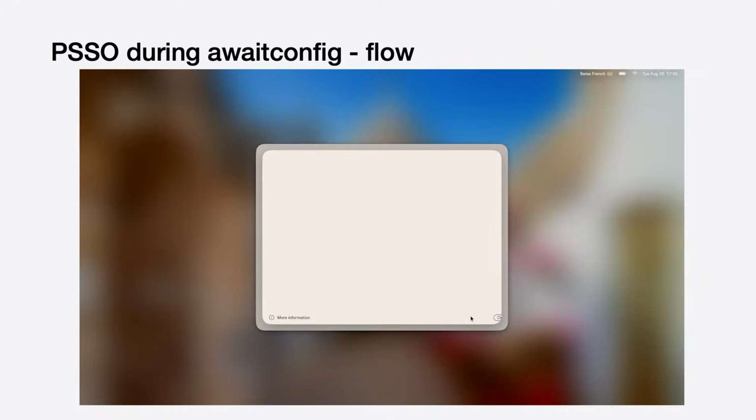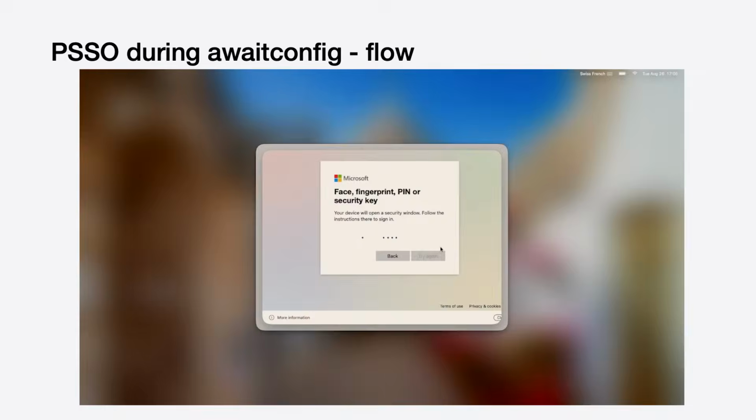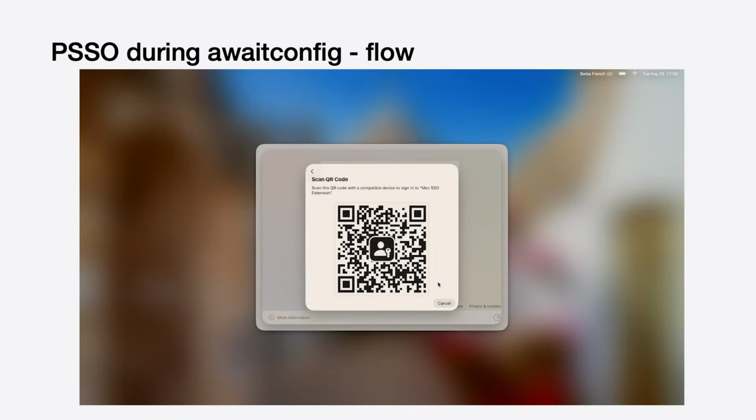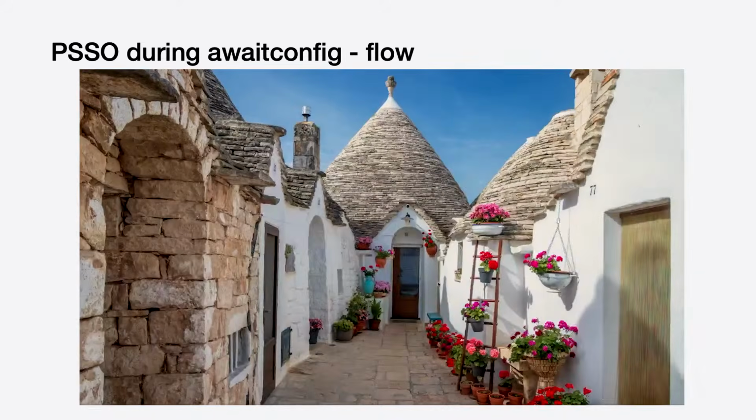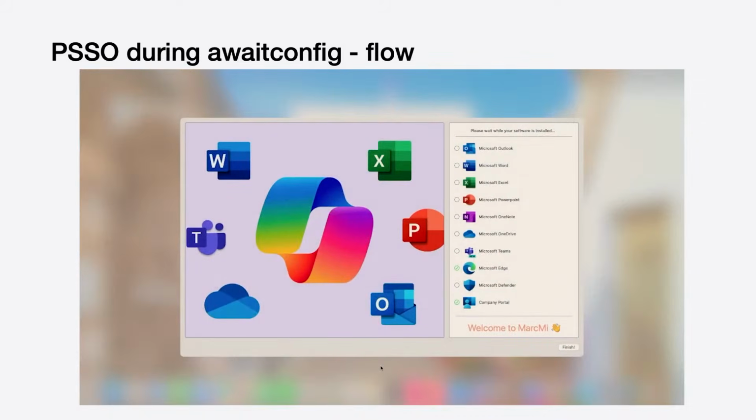And so there is one split second where you will see the user SSO extension. And then after that, it comes to the welcome screen. And then just proceed with all of the productivity apps. So this is the flow of PSSO Await, how it will look. Everything happens during enrollment and the Await Configuration session.